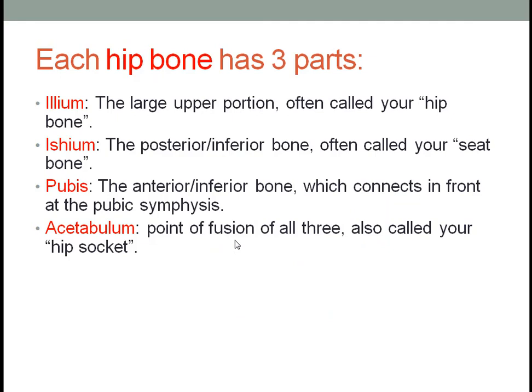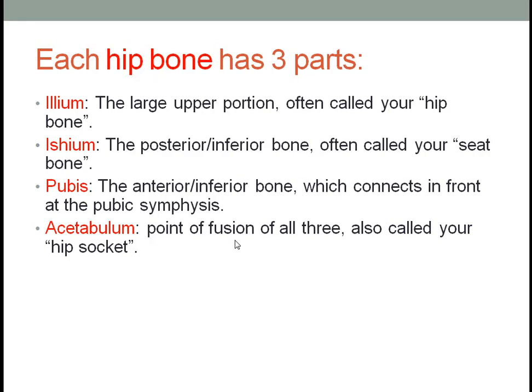Each hip bone has three parts: the ilium, which is the largest upper portion and is often called your hip bone. The ischium, which is the posterior inferior bone, often called the seat bone, the bone that you sit on. The pubis, which is the anterior inferior bone, connected in front at the symphysis pubis.